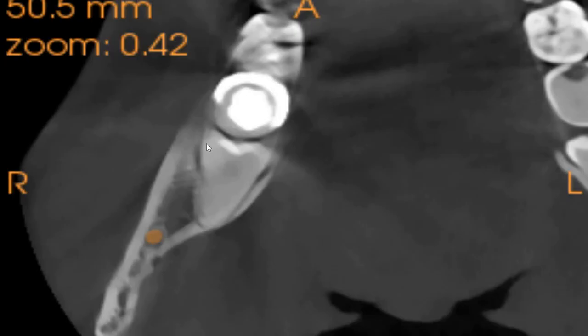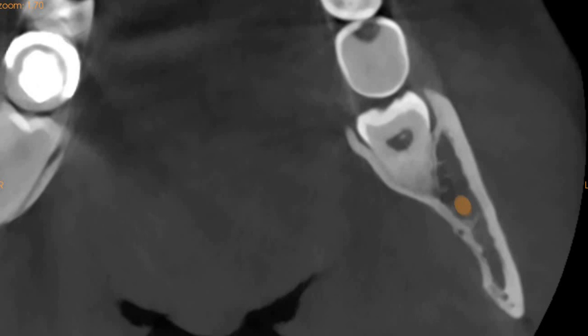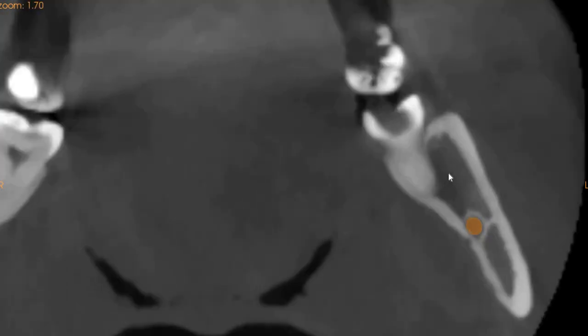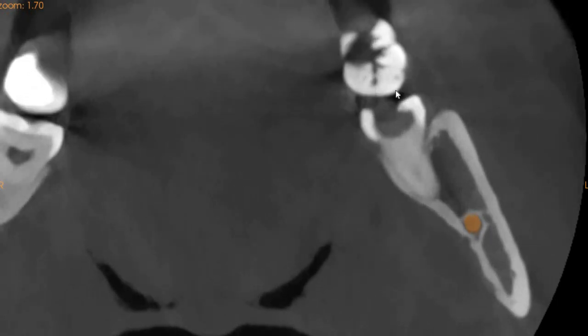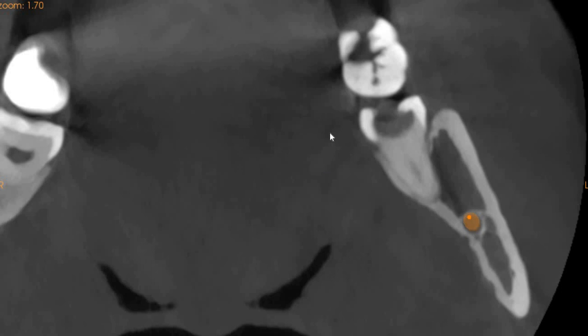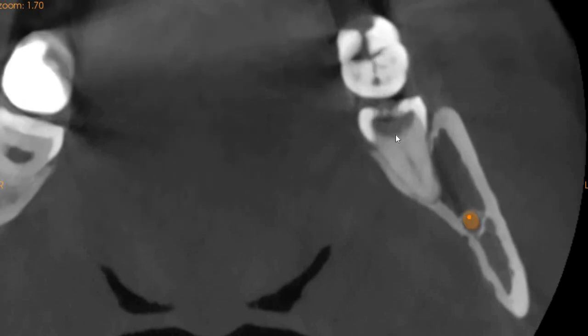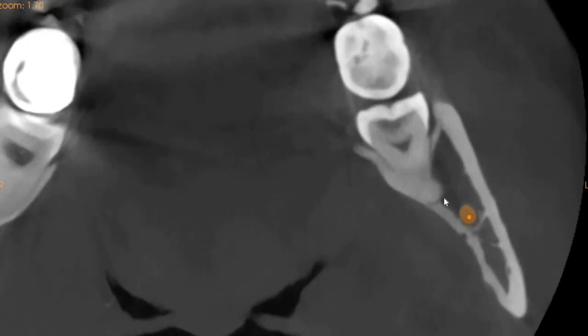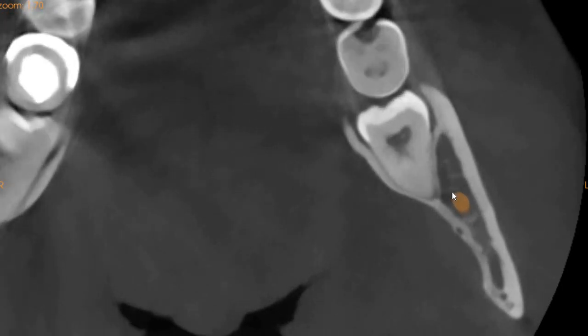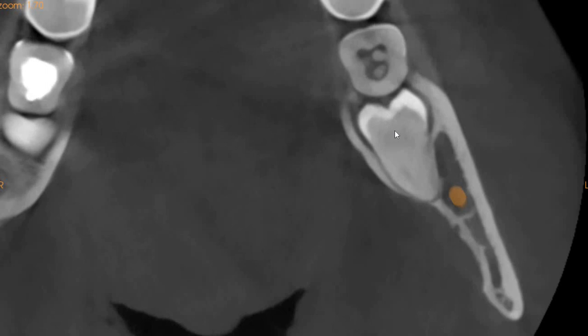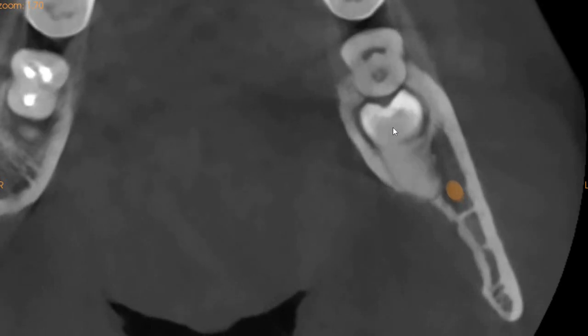Moving to the axial view, so this is the lower left wisdom tooth. If we move from the superficial area down inferiorly, this is the cavity. We can see that the cavity is quite big, and this tooth is also placed quite lingually. And as we move inferiorly, we see that the apex is slightly close to the inferior alveolar nerve, but we are still safe to remove this tooth.